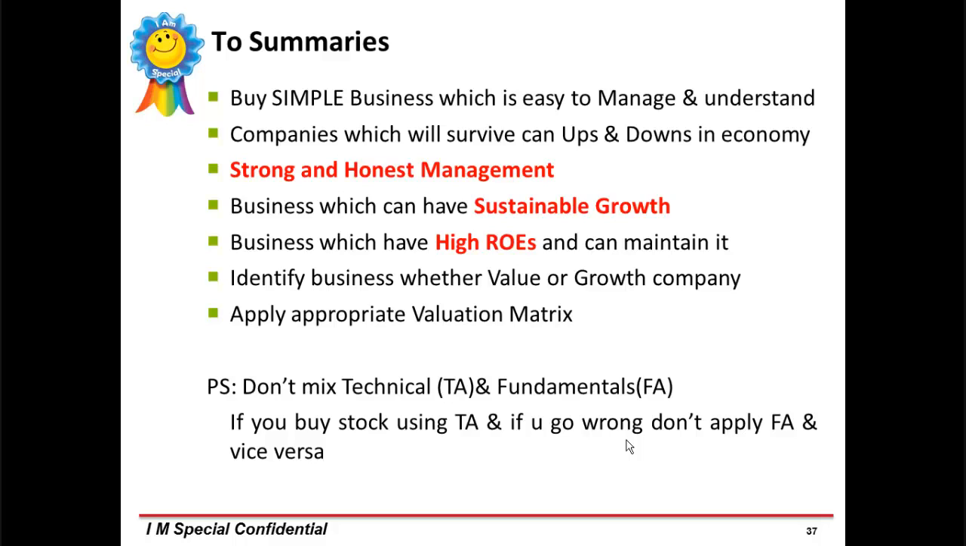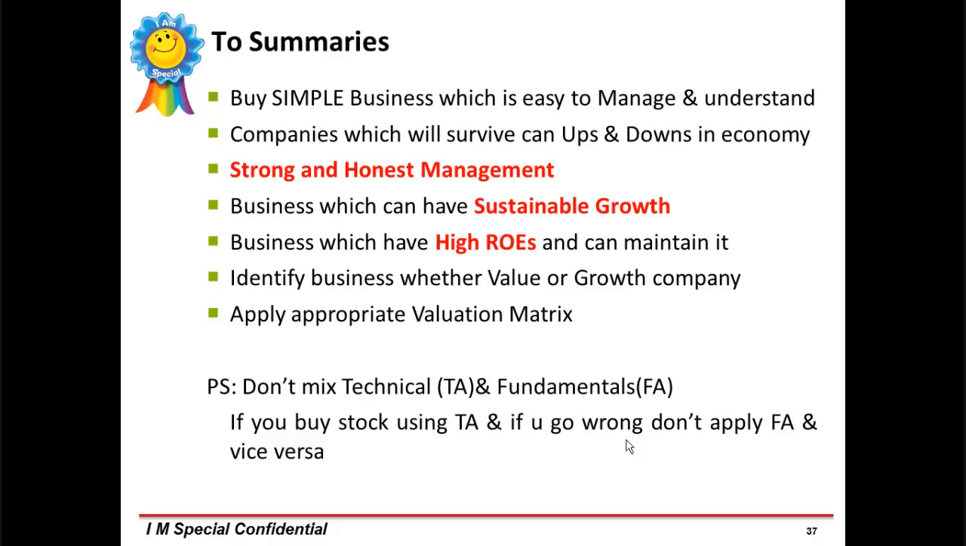See, business will have ups and downs, but if the management is honest and professional enough, then they will be able to turn the company around. But if you have very poor management, then even good businesses won't survive. Businesses which are sustainable and can grow over a period of time. And the third is businesses which have very high ROEs and can maintain it. I already explained to you what ROE is.